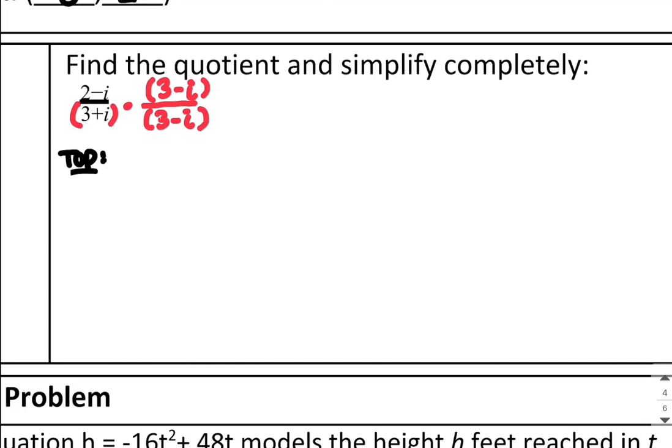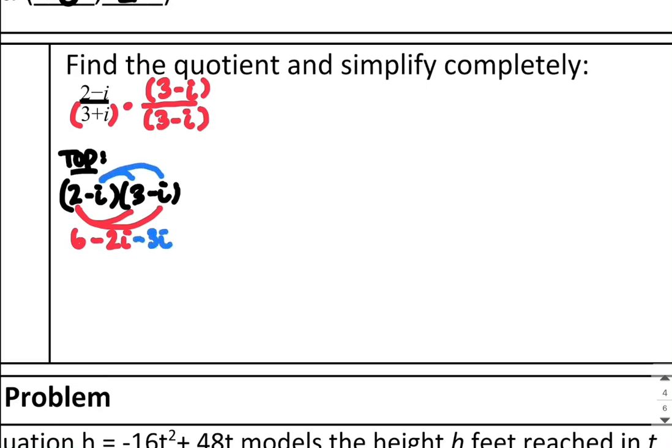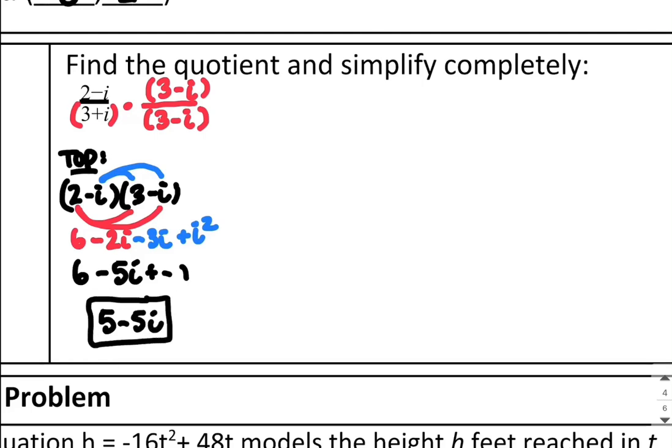I like to separate this, so I start by doing the top, and I do 2 minus I times 3 minus I. I do this through, so I have 2 times 3, which is 6, 2 times negative I, which is -2I. I have negative I times 3, which is -3I, and negative I times negative I, which is plus I squared. I know that this is going to be 6 minus 5I, and this is going to change to -1, so I'm going to have plus -1. And then when I collect my constants together, I'll have 5 minus 5I. This is going to be the top of my answer.